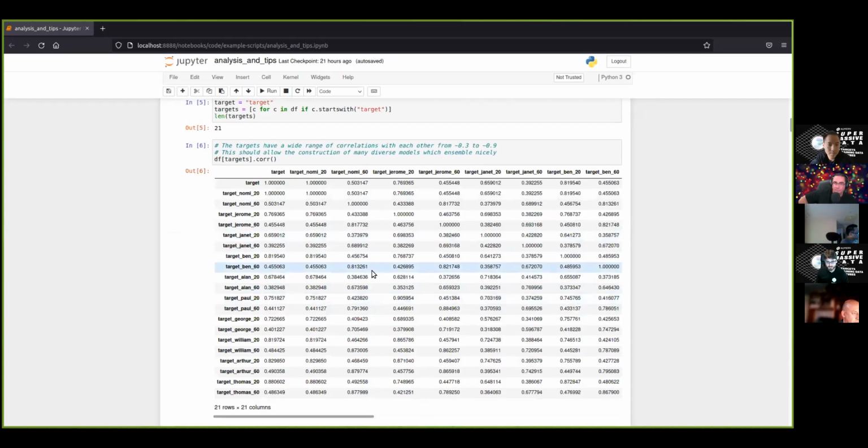You can see that there's a whole range of correlations between the targets. But it's kind of interesting just looking at target Nomi and target Nomi 60, they're only about 50% correlated. So just going out to using a much longer window changes your target quite substantially.